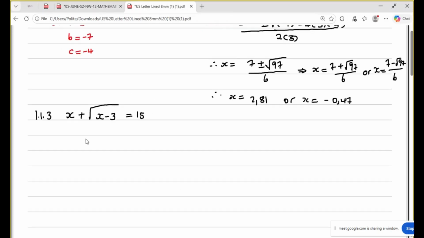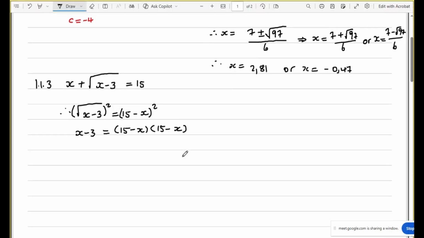We're just going to isolate the square root and write this as the root of x minus 3 is equal to 15 minus x. So square both sides. Therefore, the square root will cancel. This side I'm left with x minus 3. I'm going to equate this to 15 minus x into 15 minus x.